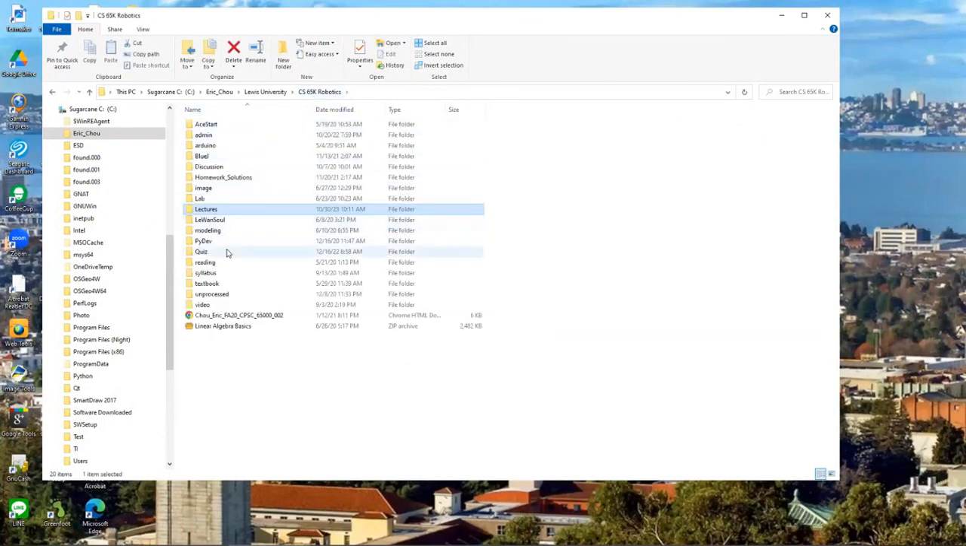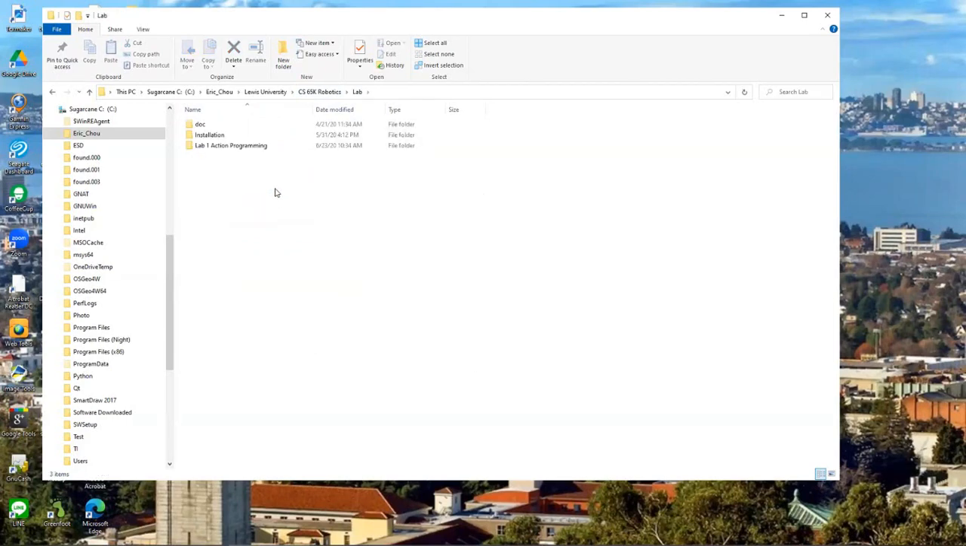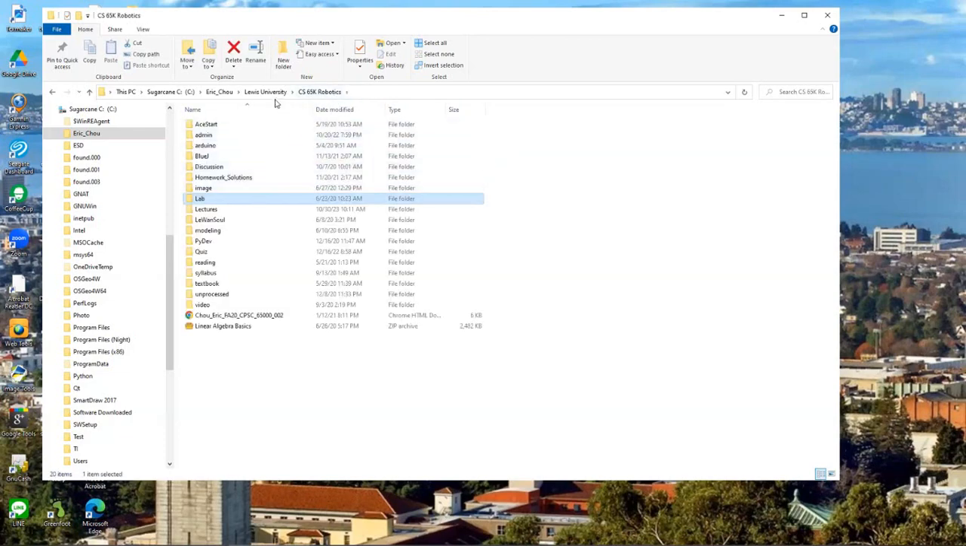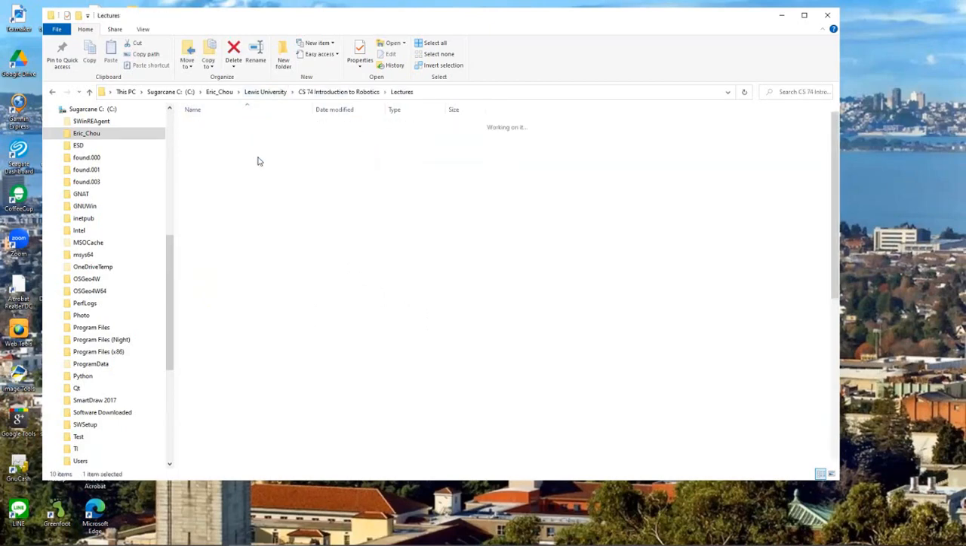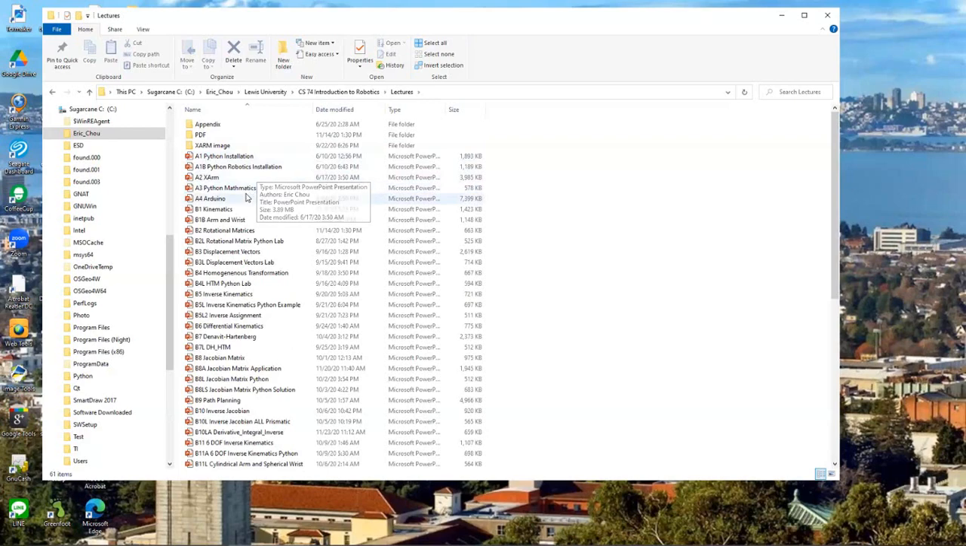I have a lot of labs, and some of them actually show you how these mathematical things can be done. Let me choose a different slide. Let's look at the rotational matrix.